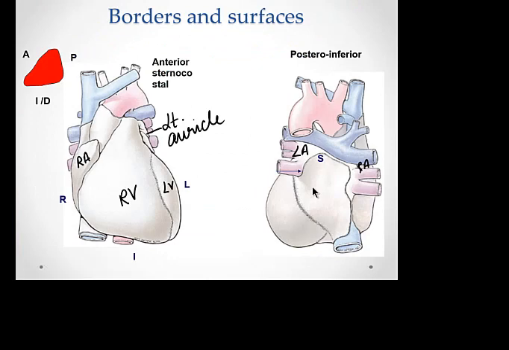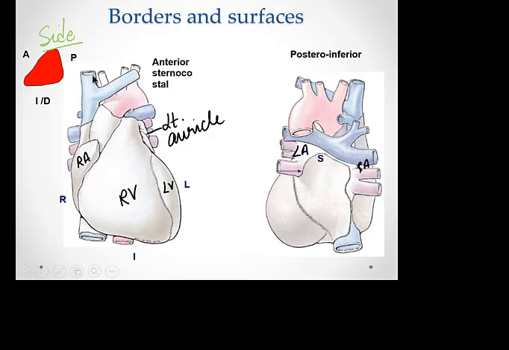Now here, let's look at the borders and surfaces of the heart. When you look at the heart, imagine you're looking first at the heart from the side. So this is a side view of the heart. You're looking at it from the side, and it's kind of like a little triangular prism or pyramid. And if I was to show it to you here in class, it would be like this. Imagine you're looking at the heart from the side this way. Can you see? This is the front or the anterior surface. This is the inferior surface, and this is the posterior surface. Do you understand as you're looking at it?